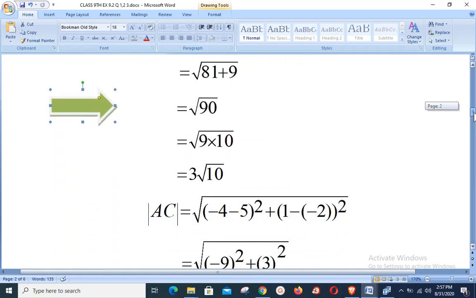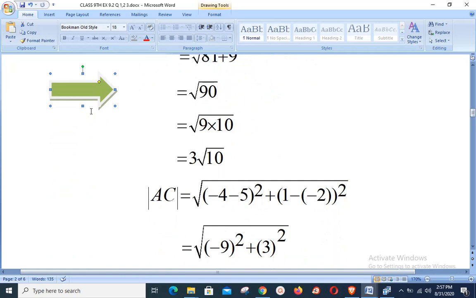Here you can factorize the number 90, or you may opt for the same method I have utilized, that is 90 can be written as 9 multiplied by 10. You already know the square root of 9 is 3, so in the next step it becomes 3 into the square root of 10.